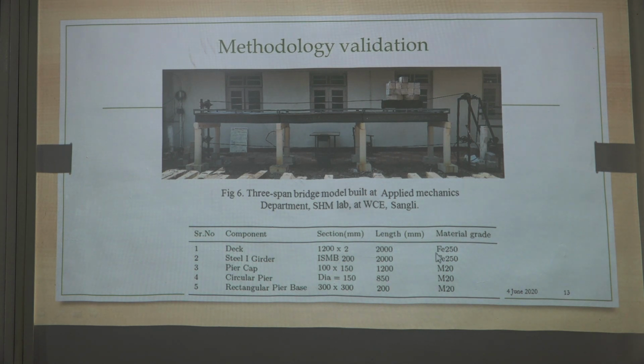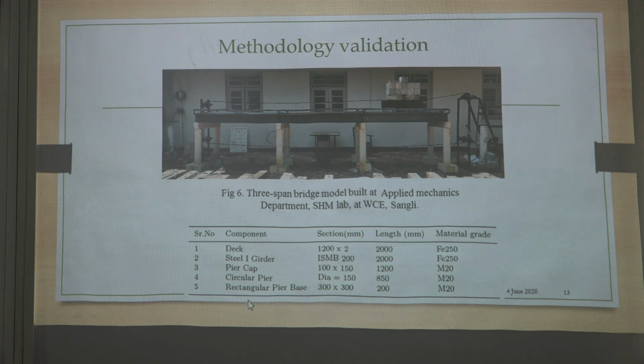The grade of steel is Fe250. Then it consists of the steel I-girders, which are ISMB 200. So, we have 1, 2, 3 and 3 on the other side. So, 6 ISMB beams which have a length of 2000 millimeter, with material grade Fe250. We have the pier cap. The pier cap is nothing but this transverse beam. The transverse beam has a section of 100 by 150 in cross section, and a length of 1200 millimeter, made of concrete of grade M20.